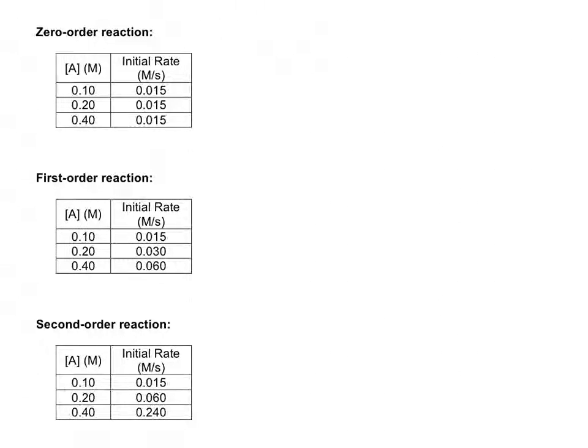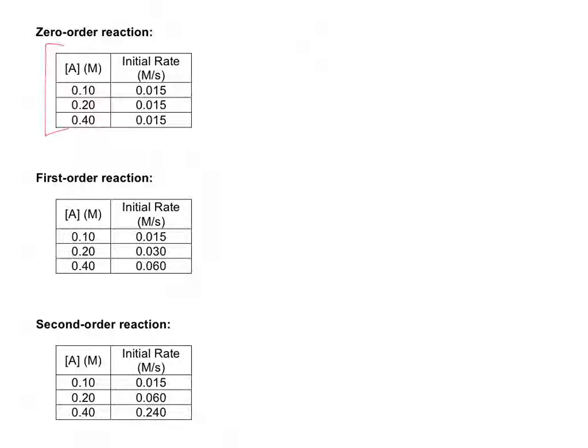And this is fairly unusual, and what it implies is that the concentration doesn't matter. And it's important to note that the only way you can determine the order of a reaction is to look at experimental data. You can't look at the balanced equation and figure out what the reaction order is going to be. So if we change the initial concentration of A in our zeroth order table up here, from 0.1 molar to 0.2 molar to 0.4 molar, the initial rate remains unchanged. And so that tells us that this is a zero order reaction.